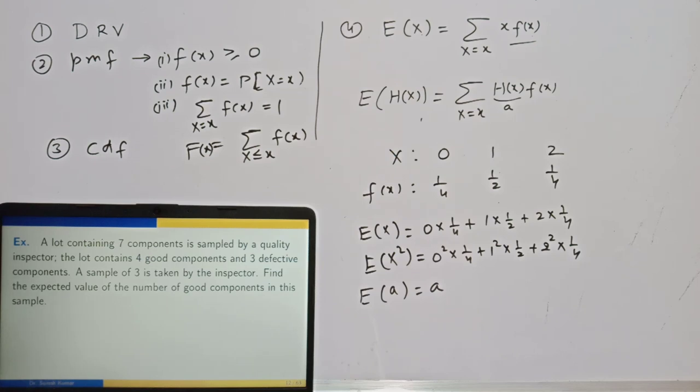Now see this example. A load containing 7 components is sampled by a quality inspector. The load contains 4 good components and 3 defective components. A sample of 3 is taken by the inspector. Find the expected value of the number of good components. Again, you should focus on the definition of x. What is the definition of x here? Number of good components. A sample of 3 is taken and there are 4 good components, so all 3 can be good, correct? So what are the different values of x in this case? 0, 1, 2, 3.